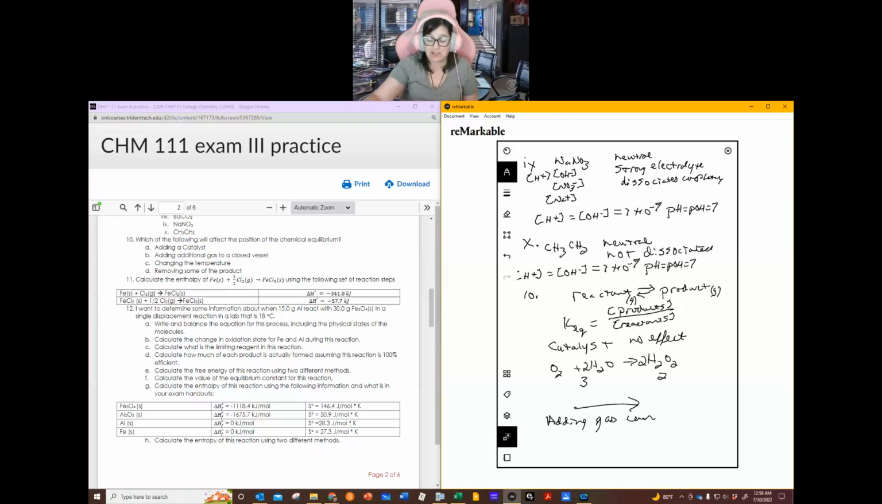Now, changing the temperature. What was the one thing that I said could change the value of the equilibrium constant? That's changing temperature. So I'm going to say delta T changes KEQ. That is very true. Now, what happens with some of the product?